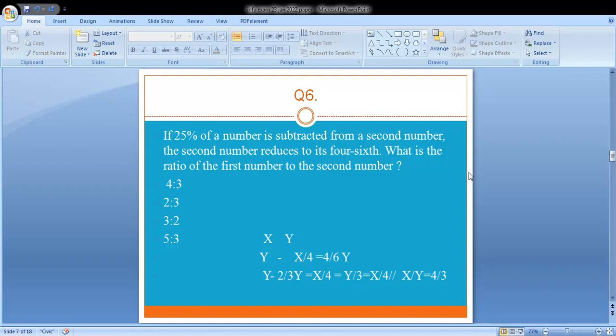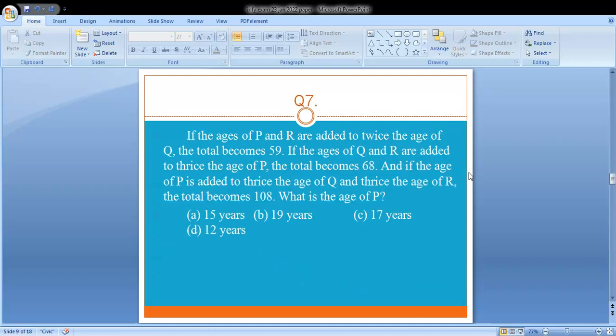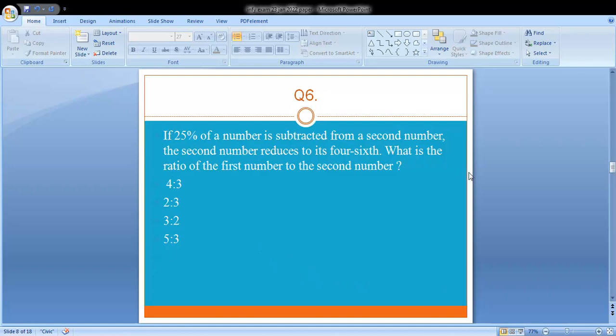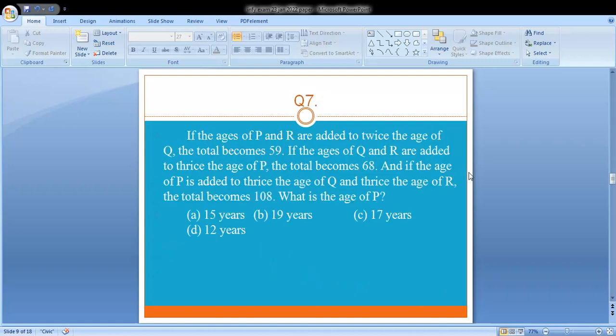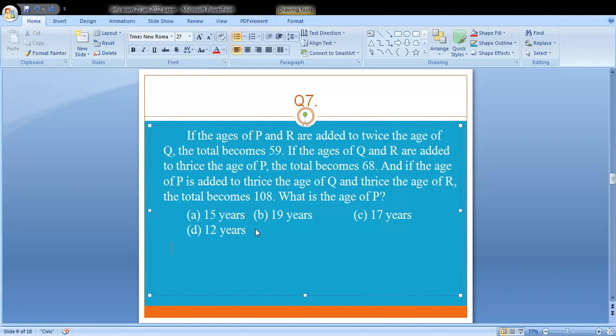Let's go to the next one. In this question, if the ages of P and R are added to twice the age of Q, it's clear that there are three persons P, Q, and R. If the ages of P and R are added to twice the age of Q, I'll get an equation here itself.